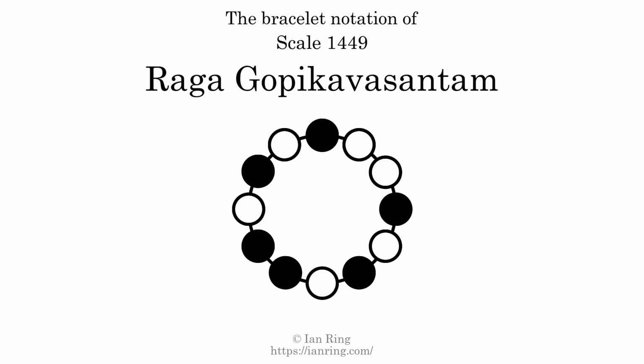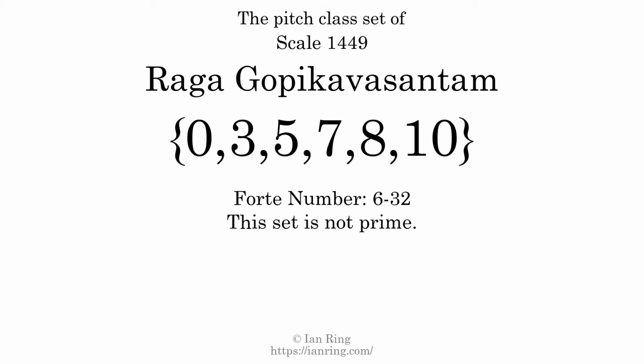This is a bracelet notation diagram of scale 1449. The shaded circles represent tones that appear in the scale, and they are read clockwise, starting at the top. The pitch class set for this scale is 0, 3, 5, 7, 8, 10. The forte class is 632. This set is not prime.